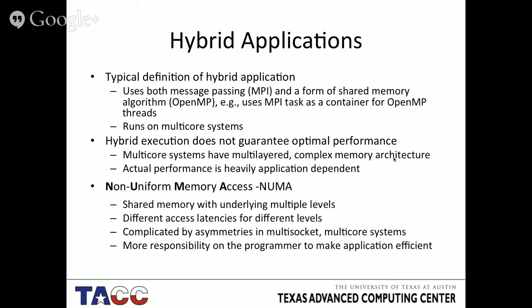OpenMP and P threads are the more direct way that people do this. It's not done by the compiler. You have to specify the parallelism with OpenMP or P threads, okay? And of course, these are run on multi-core systems.